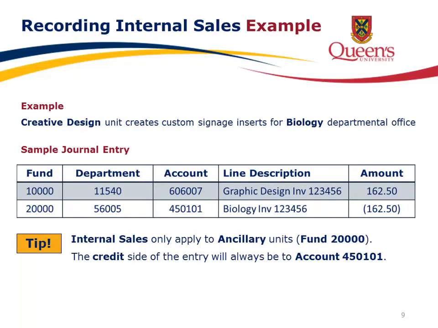For example, the Creative Design Unit creates custom signage inserts for the Biology Departmental Office. The entry to record the internal sale is a debit to the Graphic Design account 606007 and a credit to the Internal Sales and Services Revenue account 450101. The line description on both sides of the entry should always inform the account holder of what is being charged and/or credited. Some important tips to remember. Internal sales only apply to ancillary units, units administered through Fund 20,000, and the credit side of the entry will always be to account 450101.